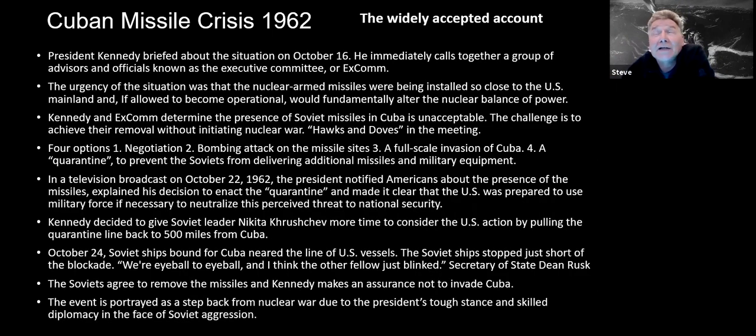Now, this was the widely accepted account for many, many years, from when it finished right up to the 1990s or so. So President Kennedy is briefed on the 16th of October. Then he immediately calls together a group of advisors, the brains of American politics and the military. And they become known as EXCOM, short for Executive Committee. And for the next 2 weeks of the crisis, this was the group that wrestled with what to do about the crisis.